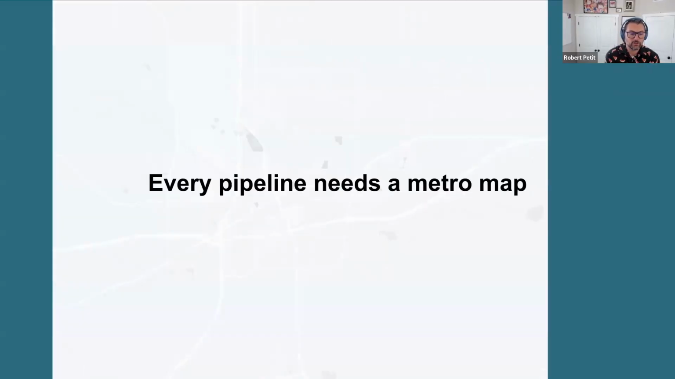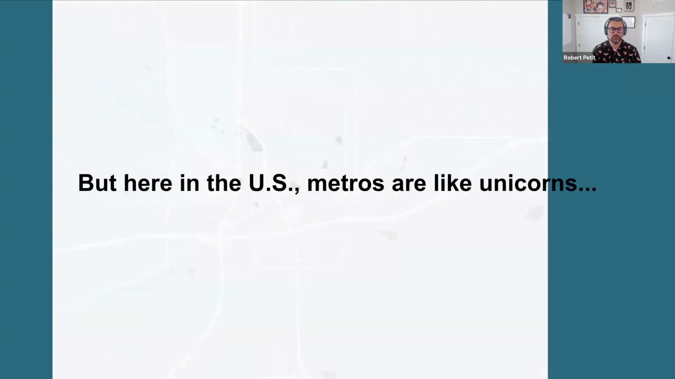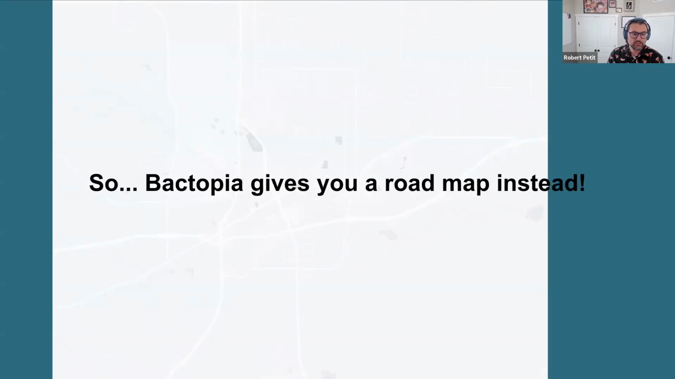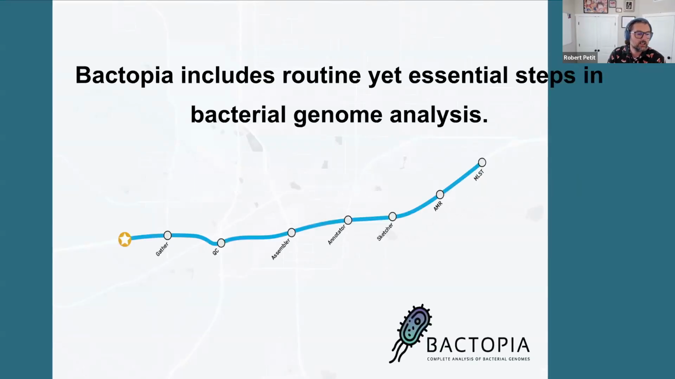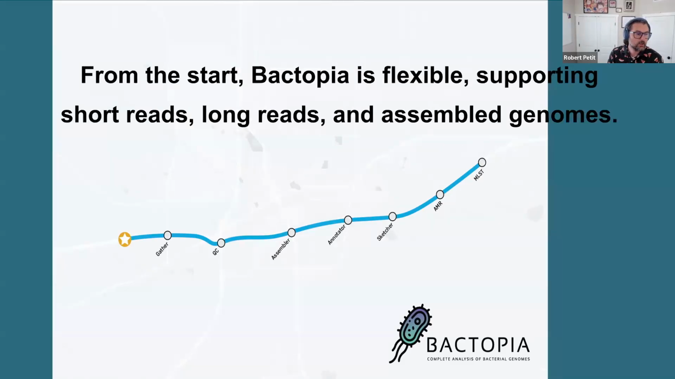And unfortunately, here in the US, we don't have too many metros. They're essentially unicorns. So what I give instead is a roadmap. So here's the basic outline of Bactopia. It includes routine yet essential steps in bacterial genome analysis. We have gather, QC, assembly, annotation, sketch, antimicrobial resistance, and MLST.